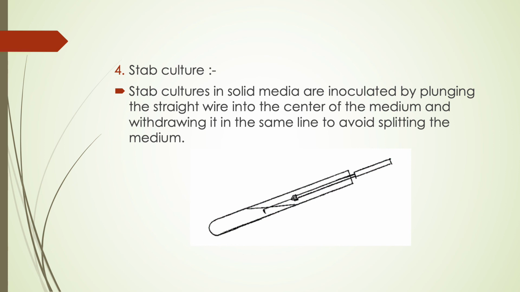So the fourth method is the stab culture. Why do we need a stab culture? Here we have this needle on solid media. Sometimes if we need to study the motility of the bacteria, we use this method. How can we see the motility of the bacteria? We will see some growth toward the sides of the glass.